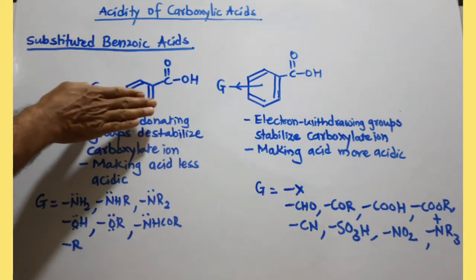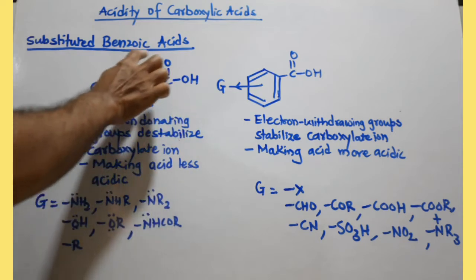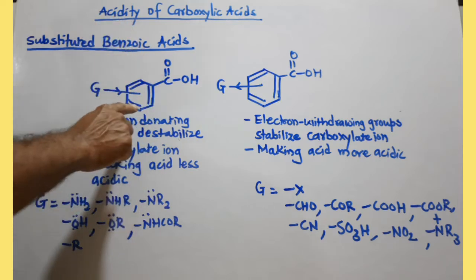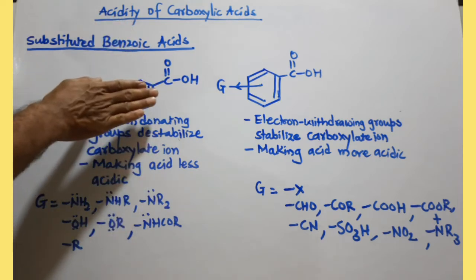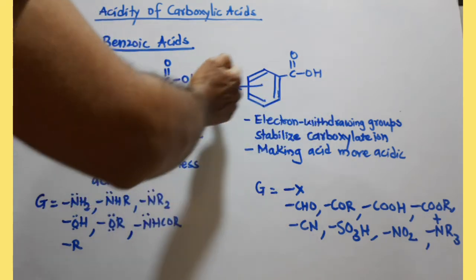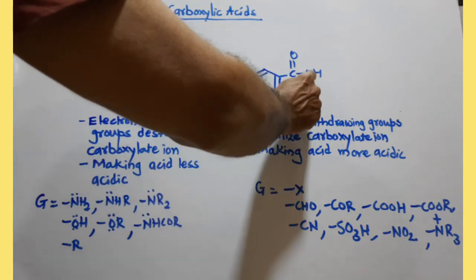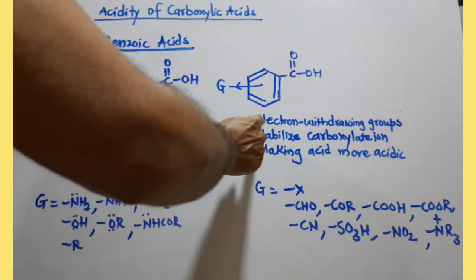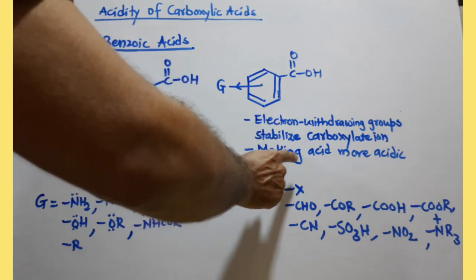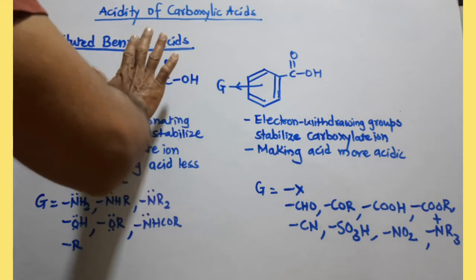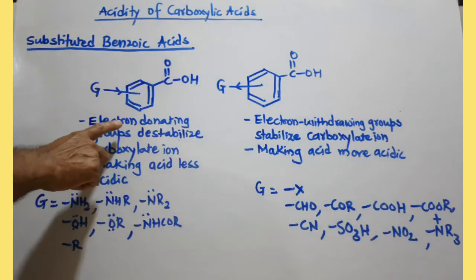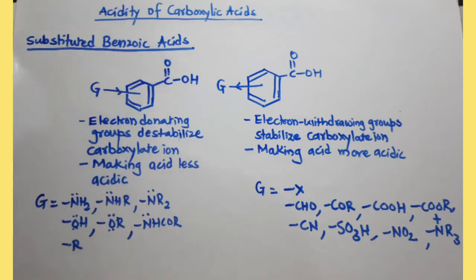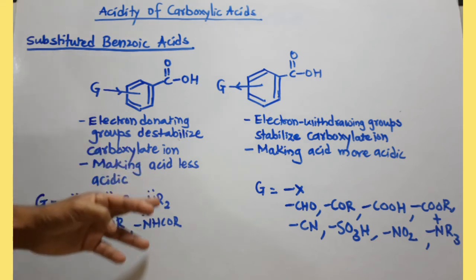When electron donating groups are there, the anion produced after losing the proton, which is called the carboxylate ion, is destabilized because more electron density is added. And in the case of an electron withdrawing group, when the anion is produced after the proton is removed, it is stabilized. That's why an electron withdrawing group makes carboxylic acid, particularly benzoic acid, more acidic, and an electron donating group makes benzoic acid less acidic. Now the list of the groups is given here.